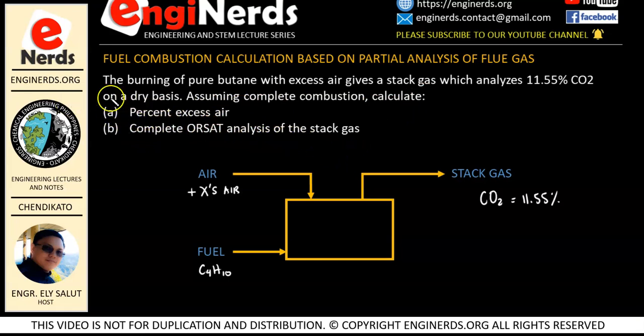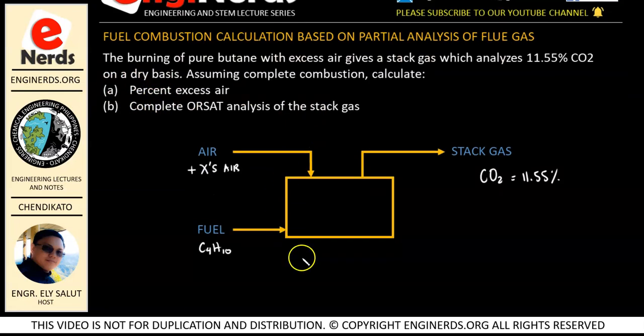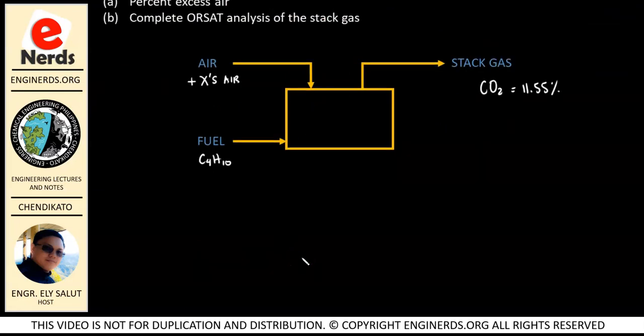So we're going to start solving the percent excess air. To begin, we need to have a basis. I'm going to use our fuel as our basis. So let me have a basis of 100 gram mole of C4H10. So we know that in here we have 100 gram mole.